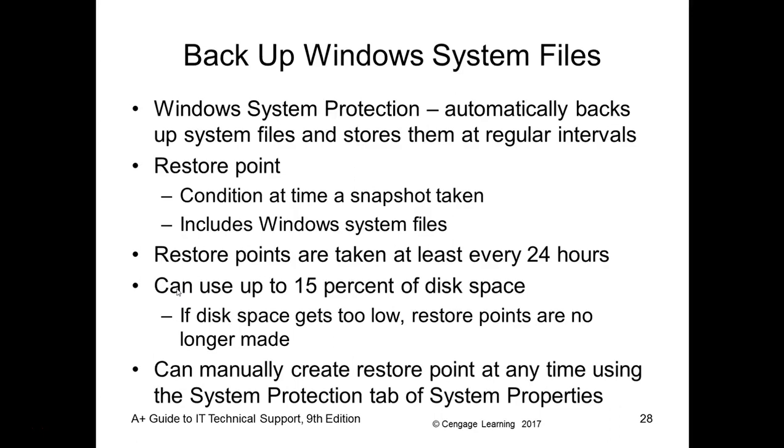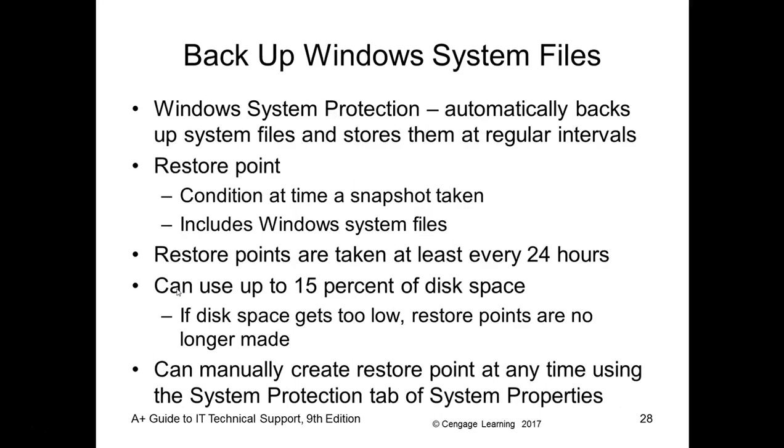Let's see, backing up Windows system files. This is something that can be done in a system image, but also it can be done through what's known as a restore point. Okay, so Windows does have a few different options for backups. Restore point is kind of like the third different option. Okay, we have the standard backup, the system image, and then restore points.